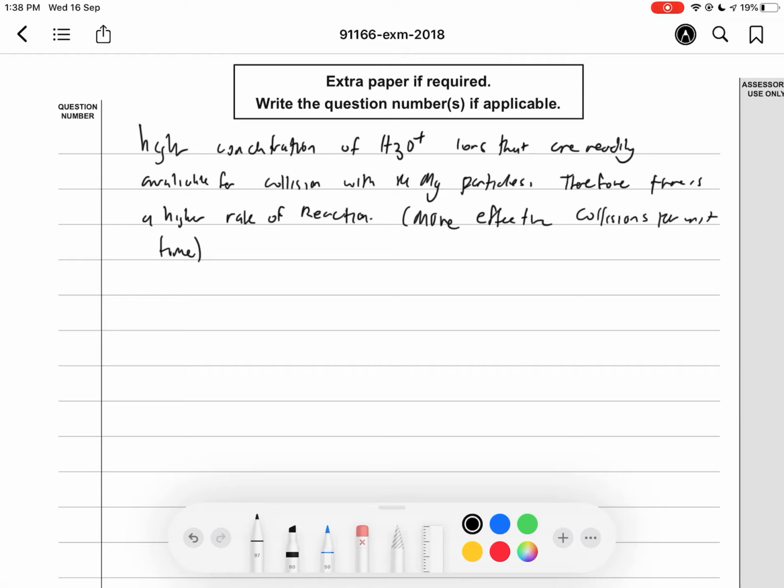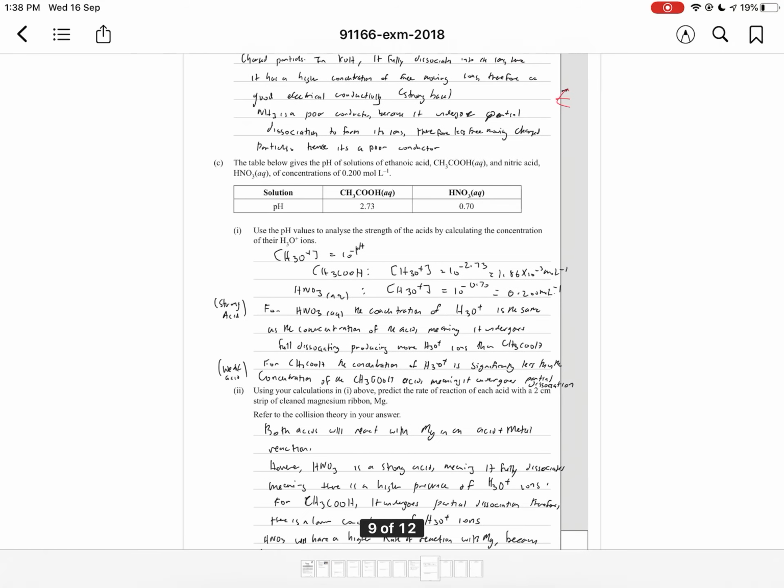For E8 we need to link it to the more effective collisions per unit time, and that's about it. E8 is saying there are more hydronium ions when HNO3 dissociates, so it's going to have a higher rate of reaction. For a merit, you can just do part 1 by itself, and that will get you a merit. Or you can do part 2 for a merit. Either part 1 or part 2 will get you a merit, but for excellence you need both. And for achieved, once again, it's just bullet points.